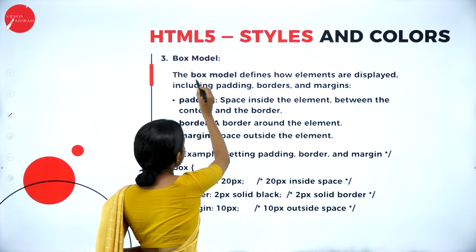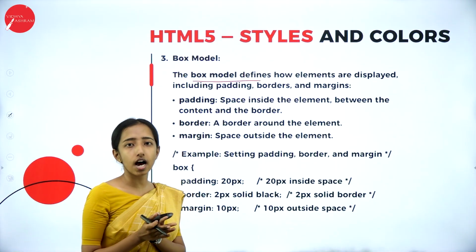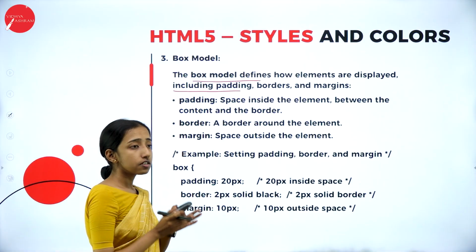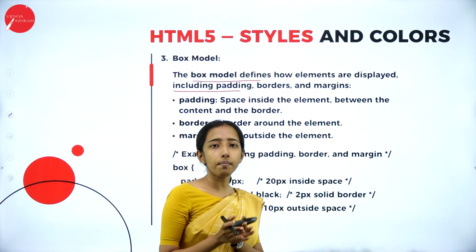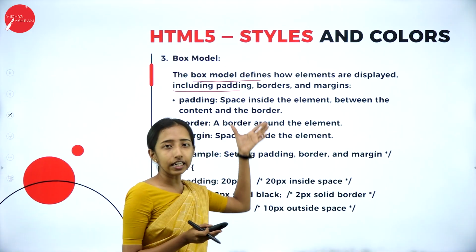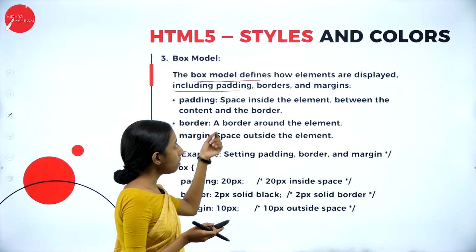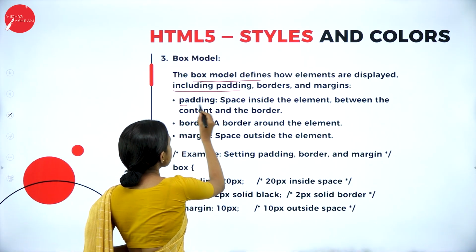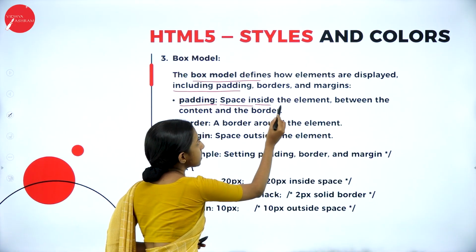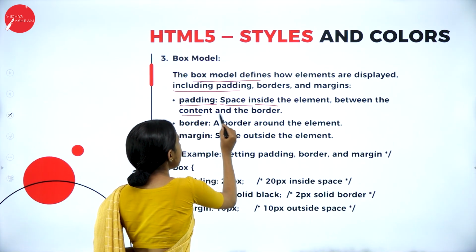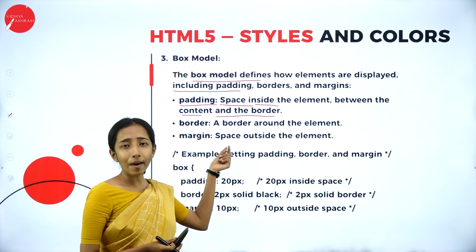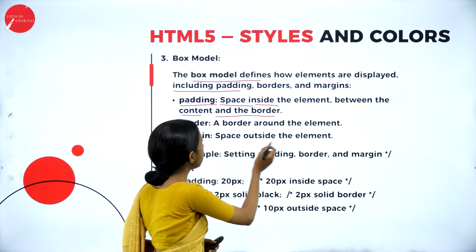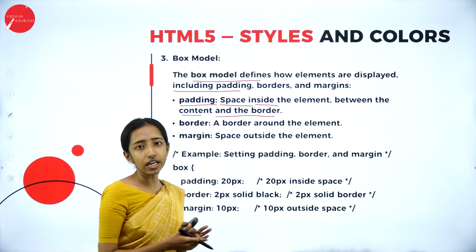The box model defines how elements are displayed, and it includes the padding, borders and margins. When we see an HTML or a web page, we can see there is a clean, structured way. That can be done using this padding, border and margin. So what is this padding? Padding specifies the space inside the element between the content and the border. So padding will give you spreading inside, between the content of the element and the border.